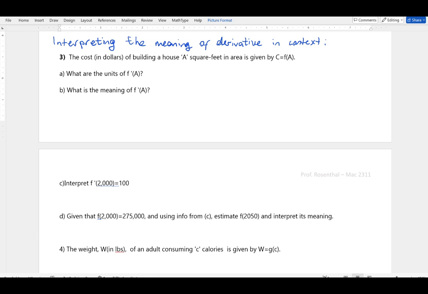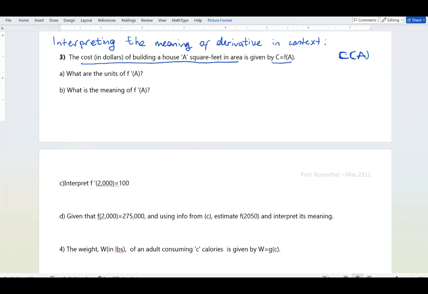So we have c equals f of a. C is the cost of building a house in dollars, and a is the area of the house that we are building. So the cost in dollars of building a house, a square feet in area, is given by C equals f of a. Now I can also write it like this: C of a, the cost as a function of area. Okay? Because the cost will certainly depend on the area, right? The bigger the house, more than likely the more the cost that is going to be associated with that.